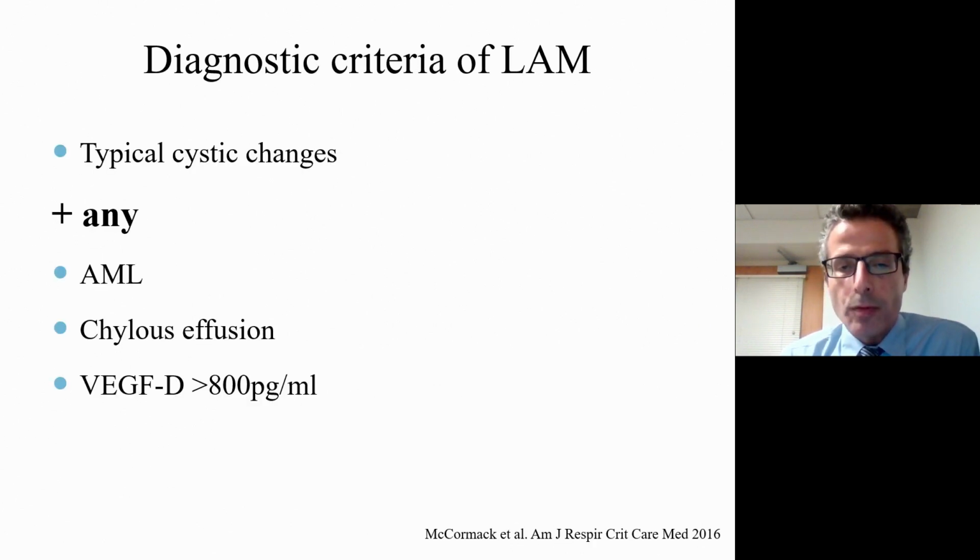So in essence, what we're talking about here, if you have cystic lung disease on a CT scan, thin wall cyst, diffuse top to bottom of the lung with any of the following: a kidney tumor called angiomyolipoma, a chylous effusion, VEGF-D level greater than 800 picogram per ml, or a history of tuberous sclerosis complex, then you don't need a biopsy. This patient has lymphangioleiomyomatosis, and there's no need to biopsy the lung.